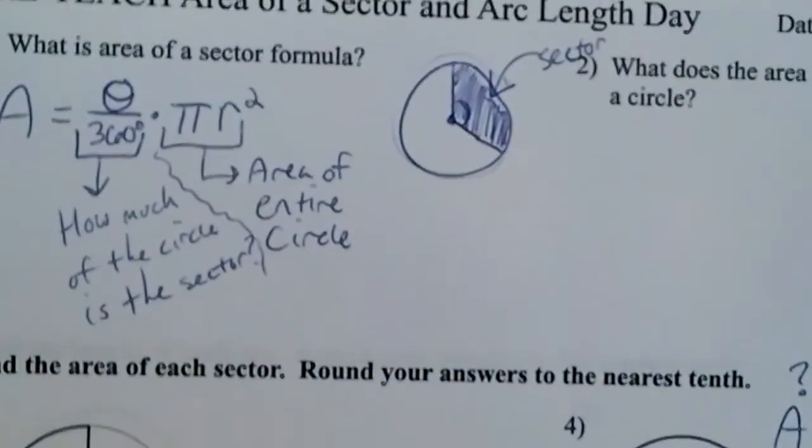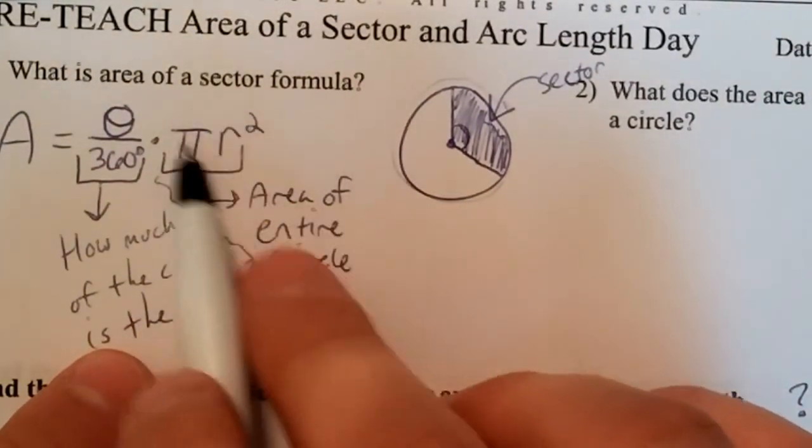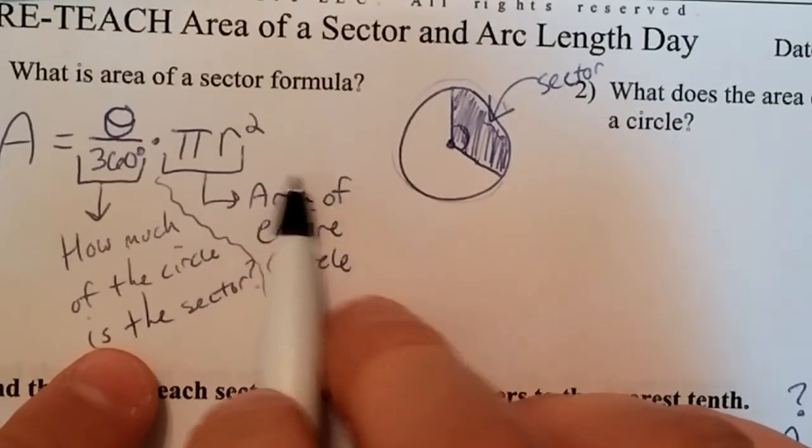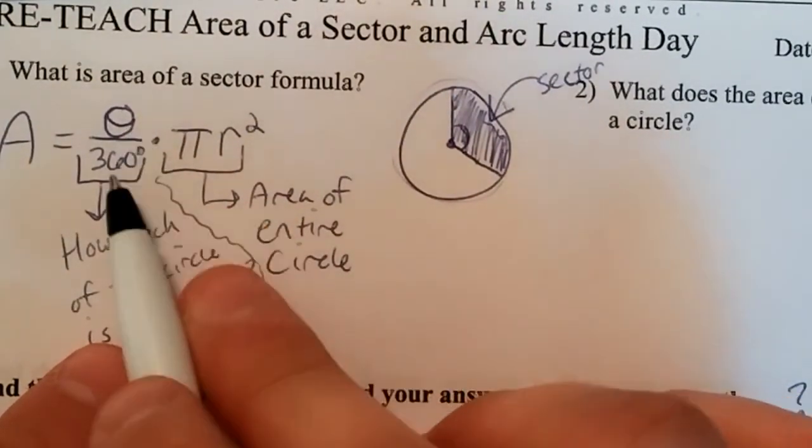If you're having trouble memorizing this or keeping it in the long-term memory, remember that part of it, the majority of it, is old. We already know the area of the entire circle formula. All that goes in front is the fraction featuring the central angle over 360.